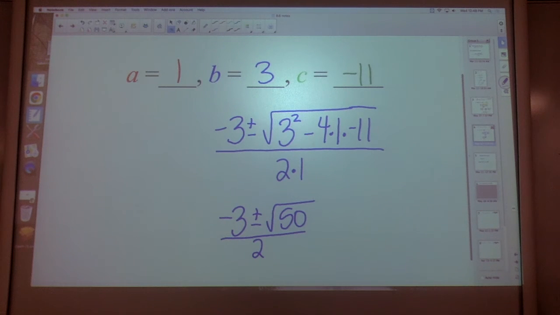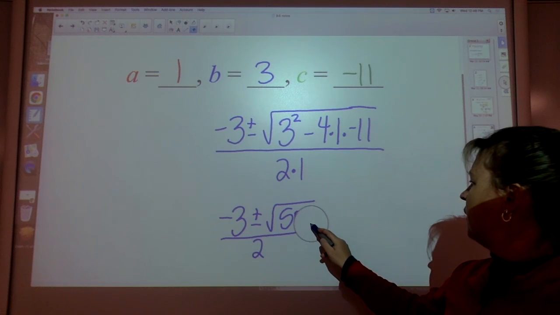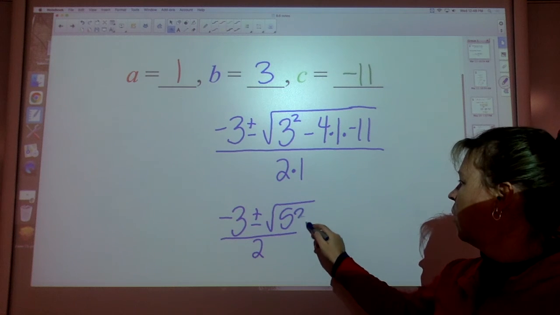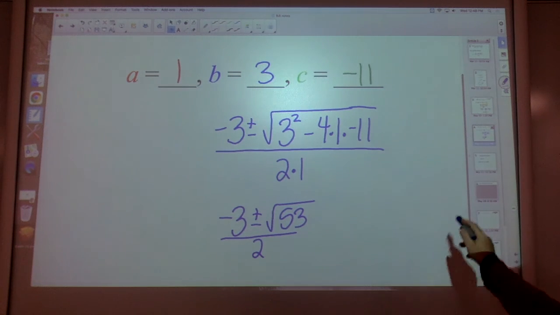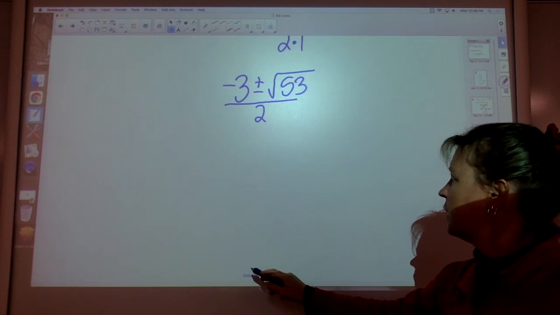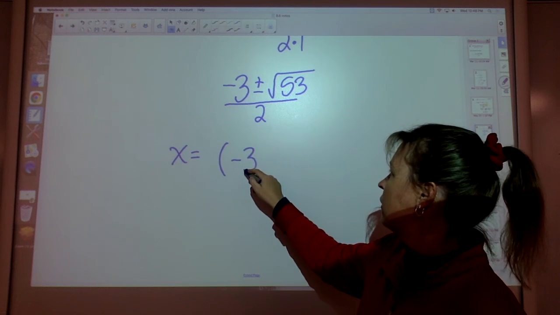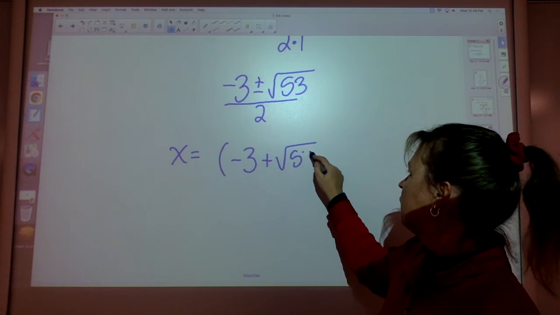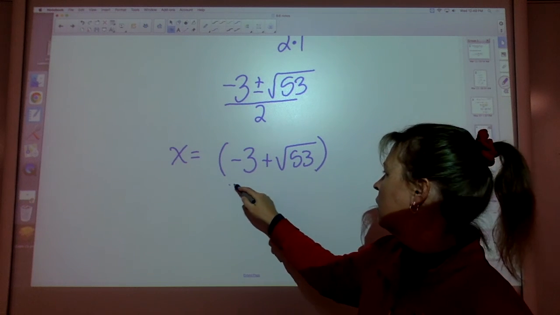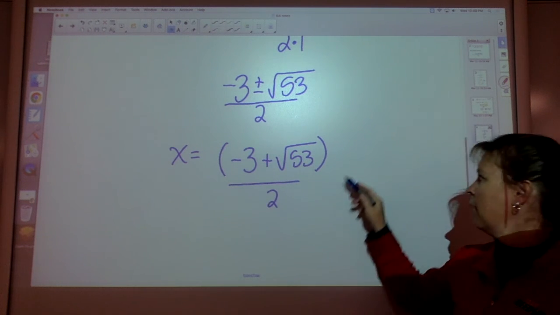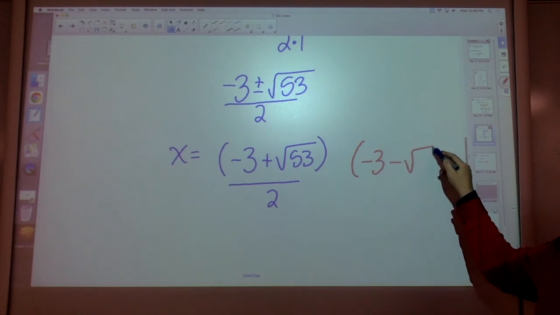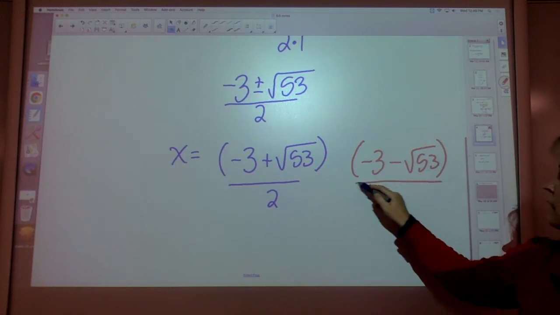So far, we've gotten perfect squares. And every time we got a perfect square, did I put 50? I did. I should have put 53, sorry. Every time we square root and we have a perfect square, we get a whole number. Well, we don't have a whole number this time. So we are going to have to type this in a little bit differently. Let's write it down. Parentheses, -3 plus the square root of 53, parentheses, divided by 2. And then we'll do it again as -3 minus the square root of 53, parentheses, divided by 2.